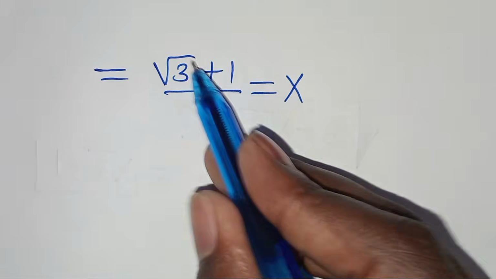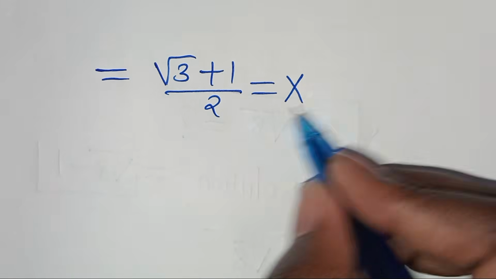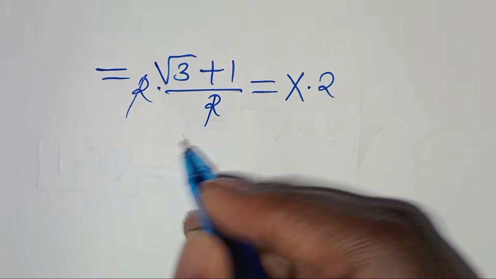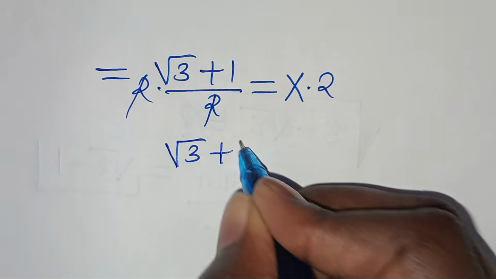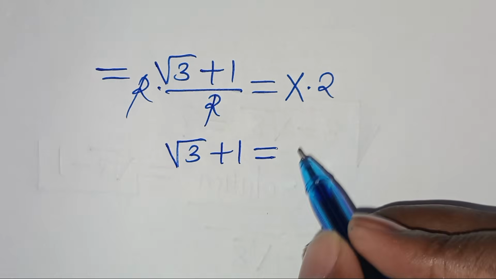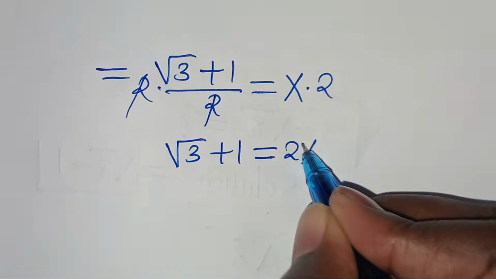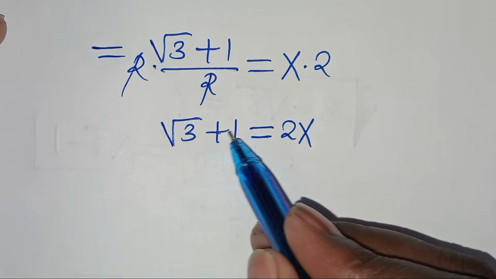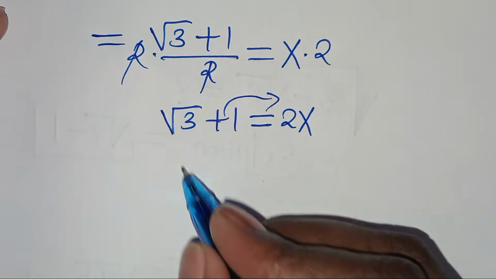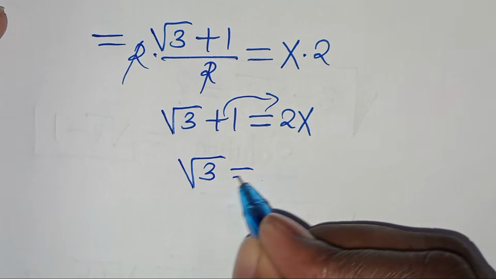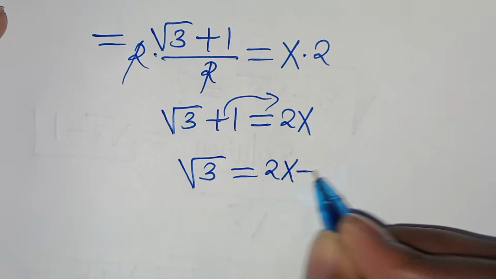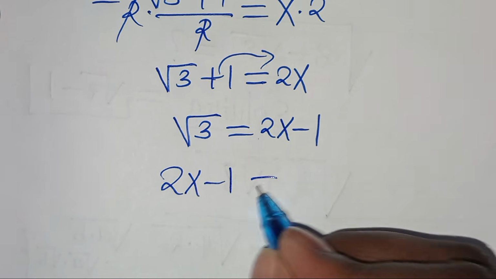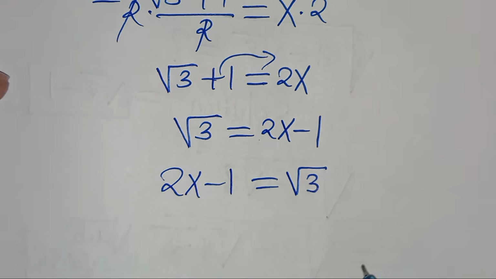Now since we have square root of 3 plus 1 over 2, this is equal to x. Let's multiply both sides by 2, so that now we have square root of 3 plus 1. This is equal to x times 2, which is equal to 2x. So this implies that here we can take plus 1 on the right hand side. This means we have square root of 3 equal to 2x, subtract 1. So this is the same thing as 2x minus 1. This is equal to square root of 3.